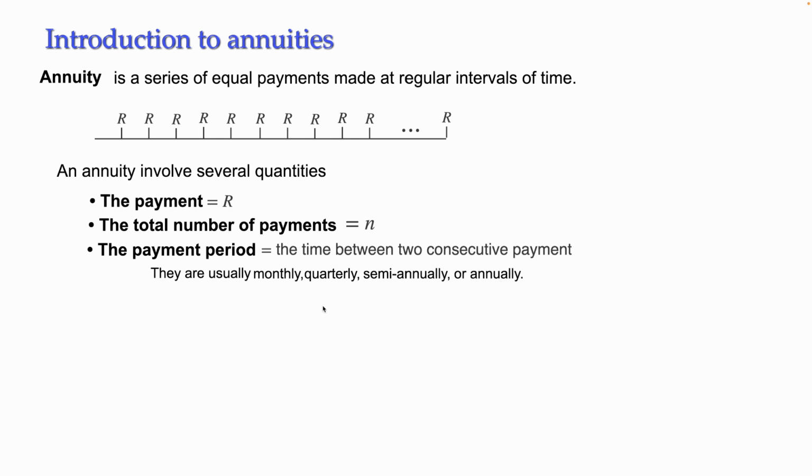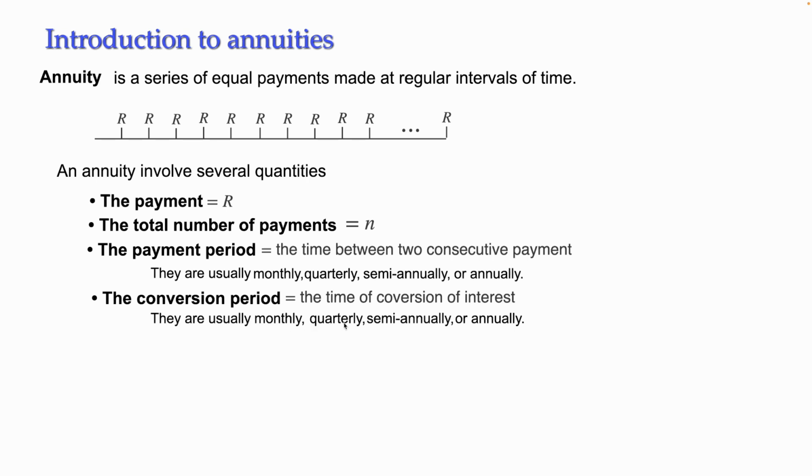At the same time, there will be another period that is important, and is the period of conversion of the interest. Because this is money, there are interests involved here. And this is called the conversion period. And again, this could be monthly, quarterly, semi-annually, or annually. It could be also payments that are bi-weekly or weekly, but these are the most common. And there are also conversion periods that are weekly or even daily, but these are the most common: monthly, quarterly, semi-annually, or annually.